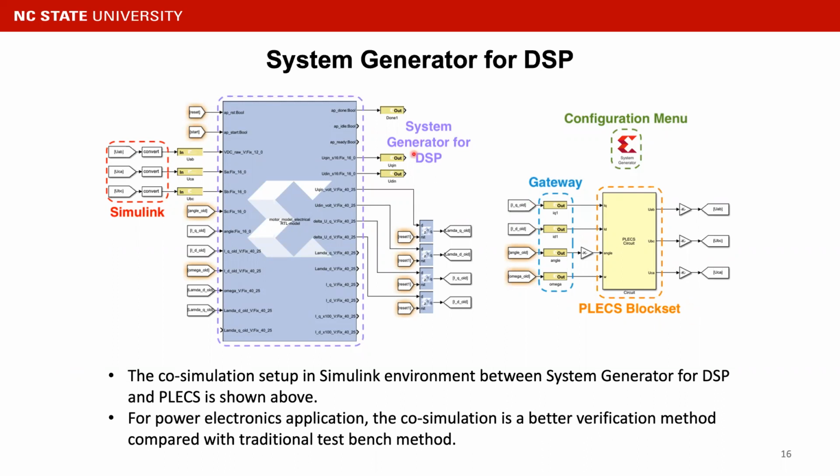And there are also configuration menus from the System Generator in which we can configure our target devices and the clock speed. The gateway blocks define the boundary of the FPGA design. And we can also include some of the native Simulink blocks here. And for power electronics applications, I think the co-simulation is a better verification method compared with the traditional test bench method.